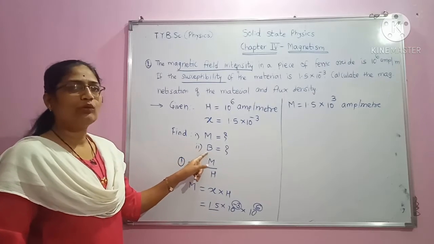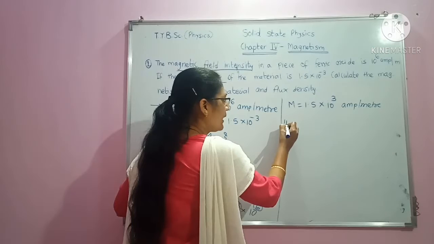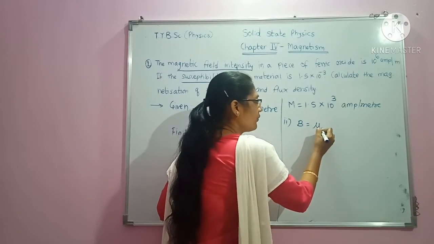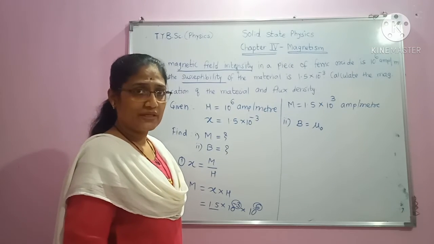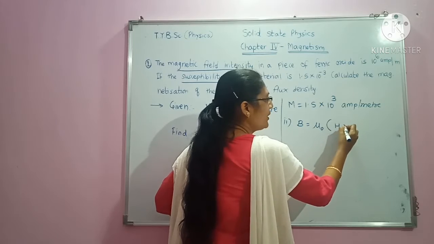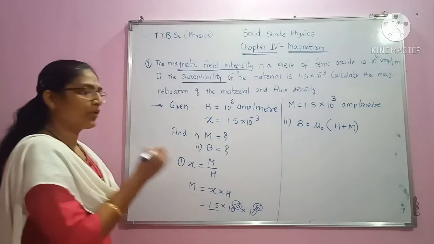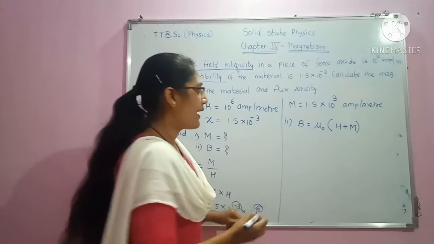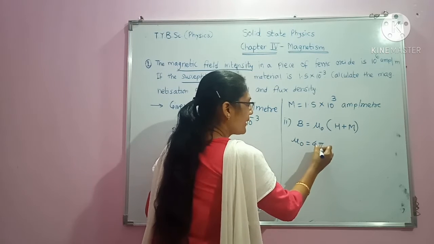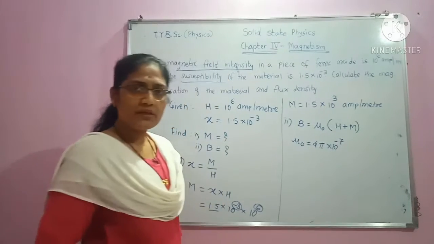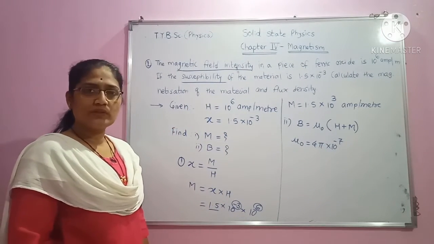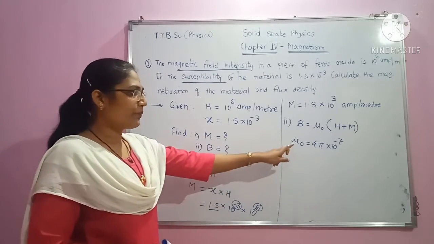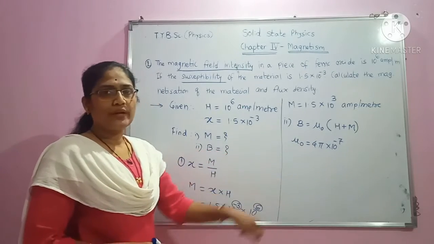Now let's try to calculate the value of magnetic induction B. In order to calculate the magnetic induction B, we have the formula: B is equal to mu 0, that is permeability of free space or vacuum, into applied magnetic field plus magnetization produced. This mu 0 is a constant and its value is 4 pi into 10 raised to minus 7. Many times it is provided in the example and sometimes it is not given. So you have to remember this value as it is a constant value.